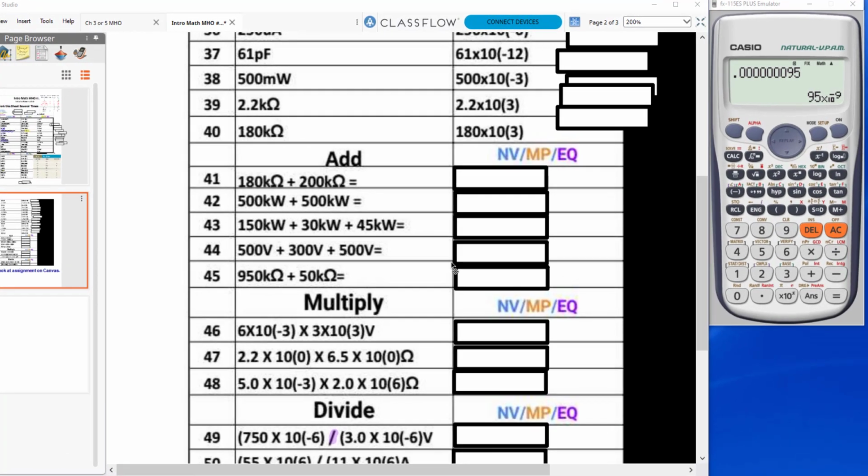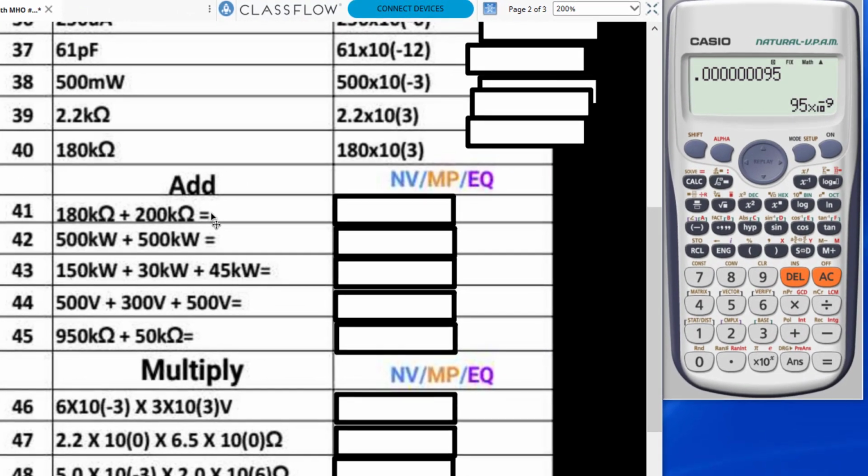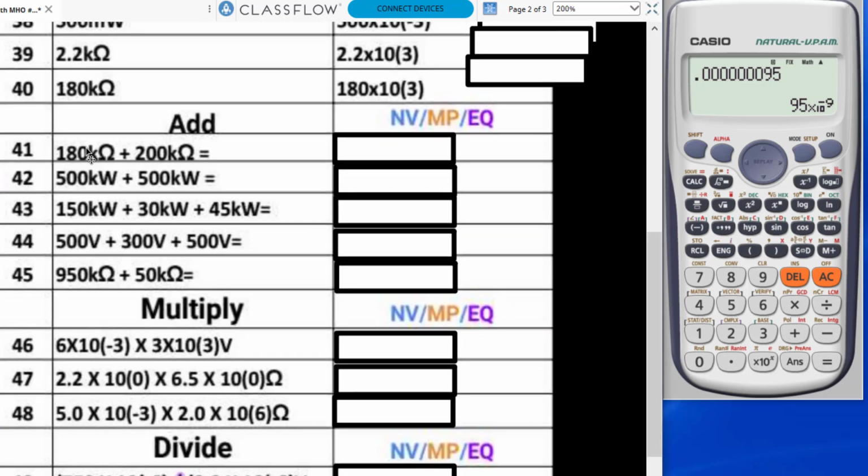So we see here on number 41 that we want to add two numbers given to us in metric prefix. Now, since the numbers are given to us in metric prefix, we have to memorize what these stand for in order to be able to punch them into our calculator in engineering notation. Because we have to be able to look at a number that is in metric prefix and know what its engineering notation is.